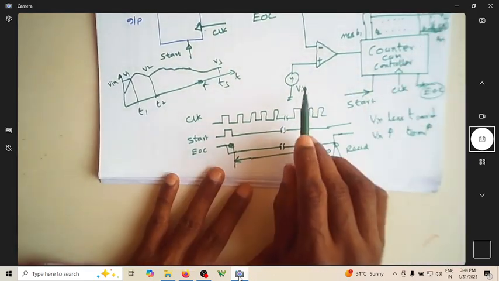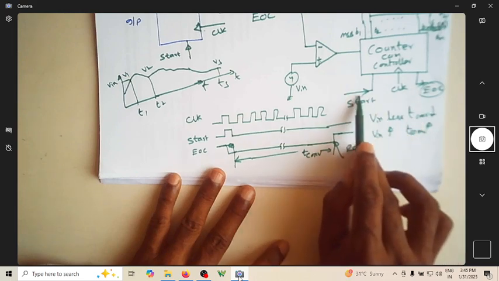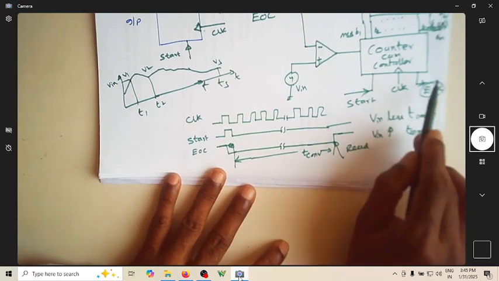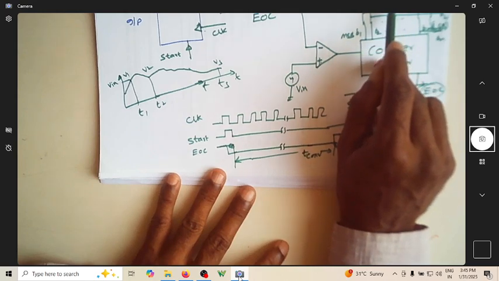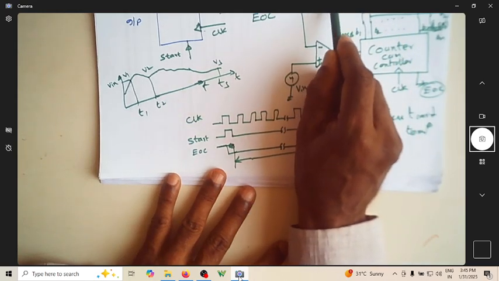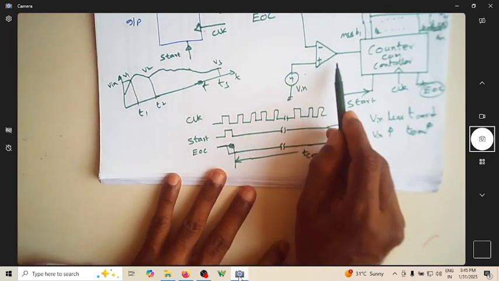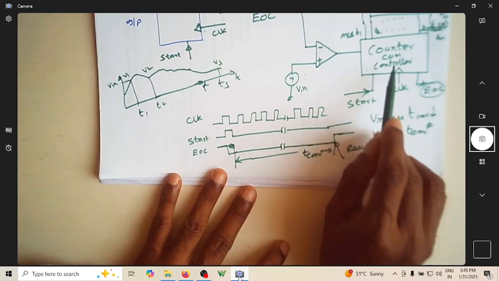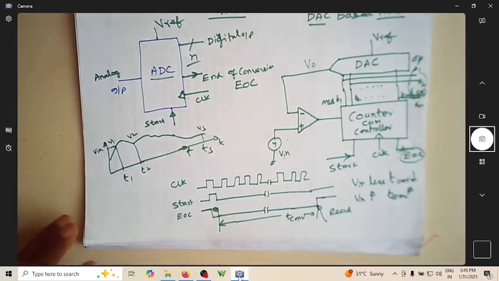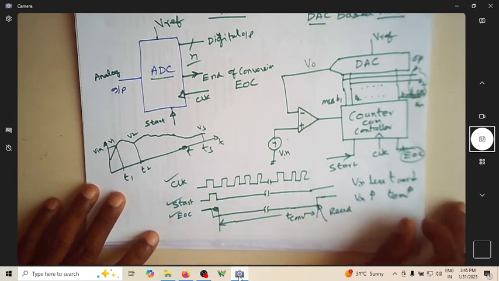So you have to draw this comparator, this counter controller, start signal, clock, EOC. You can see start is going in, clock is also going in, EOC is coming out. The output of the counter is going to the input of the DAC. V reference is a reference voltage required for the DAC. You have an output voltage coming from the DAC that is compared with the input. As long as V0 is less than Vin, it keeps on counting up. Once V0 becomes slightly more than Vin, the counter stops. You can now read the output. So this requires a clock, a start of conversion, and an end of conversion, which gives your conversion time.